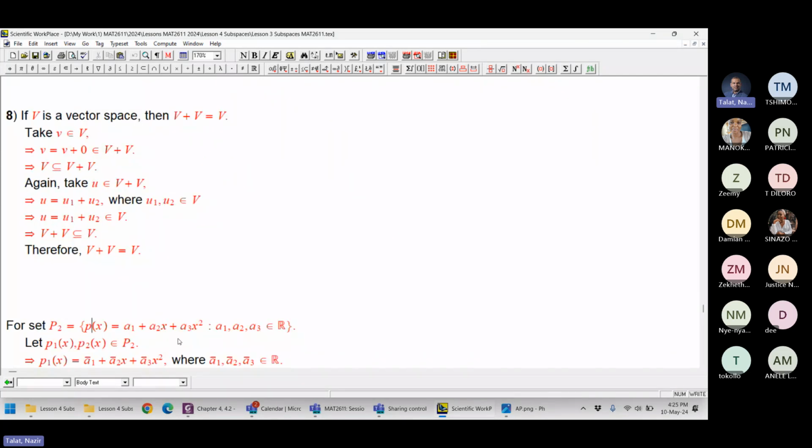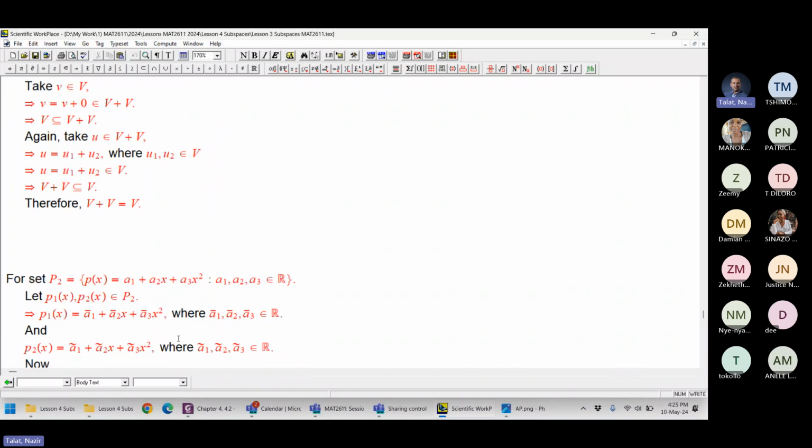And there is another example regarding the subspace: P2, the collection of all polynomials of degree 2, is a subspace. For example, if we take p1 and p2 as two polynomials of degree 2. Degree 2 means it satisfies the quadratic equation for all x. p(x) is like a function where x comes from R, and a1, a2, a3 are real numbers.